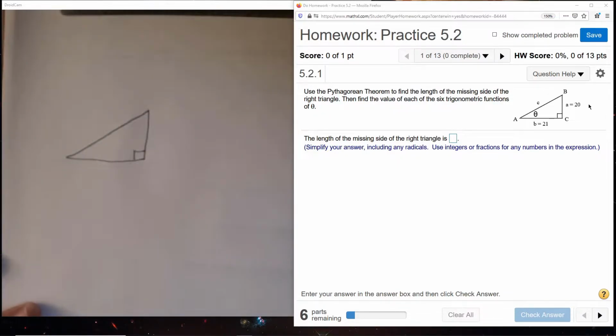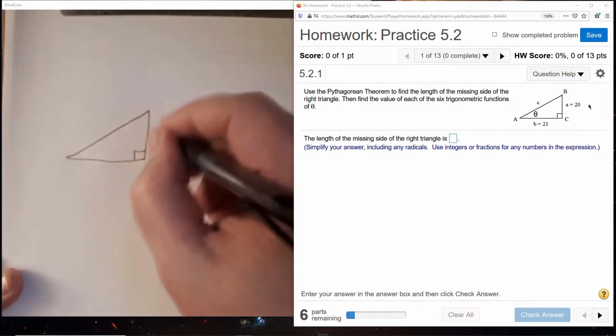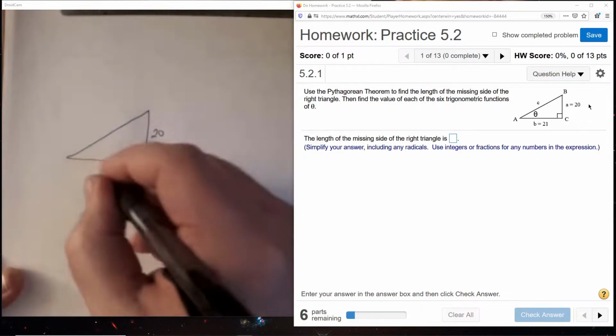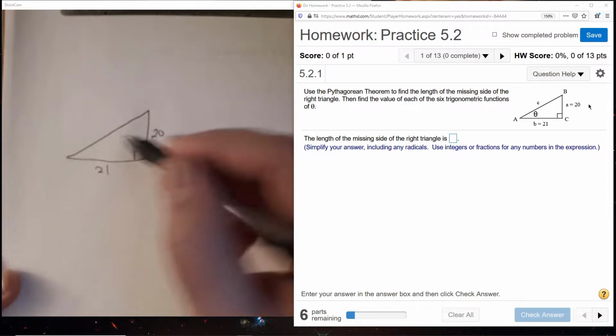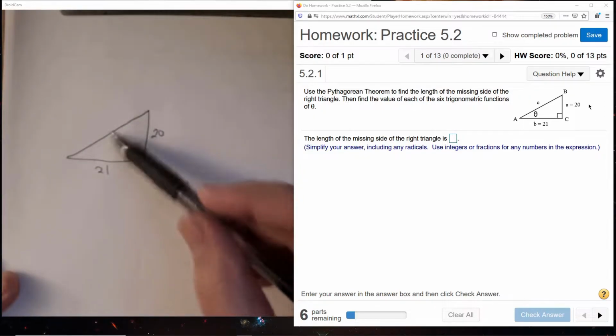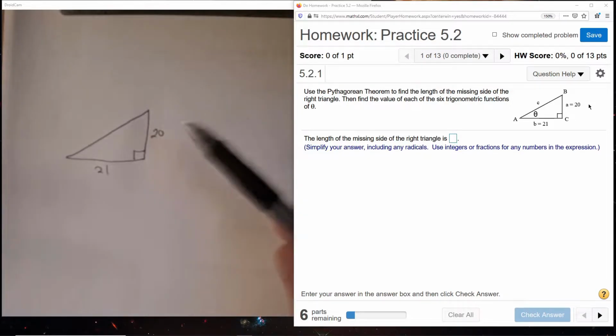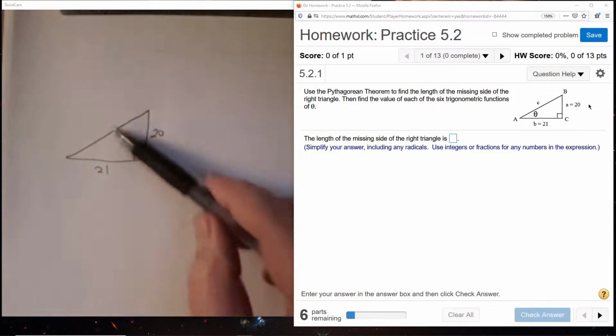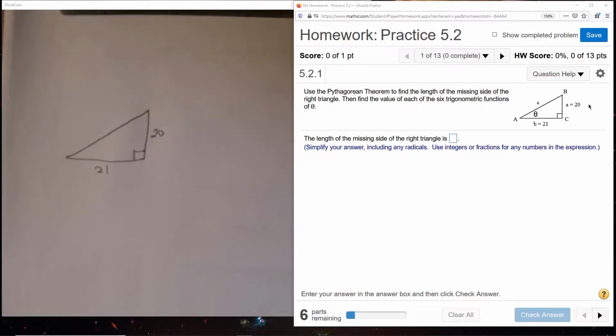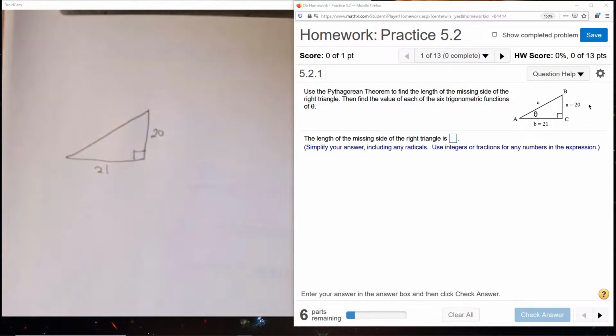So we're going to need all sides, and most likely, every time you're dealing with a right triangle, you will want the value for all sides. That's just something, if you got a right triangle, first thing I'm going to do is get all side values. Because once you have all the side values, you can do a lot of other things then. So we want to find C.